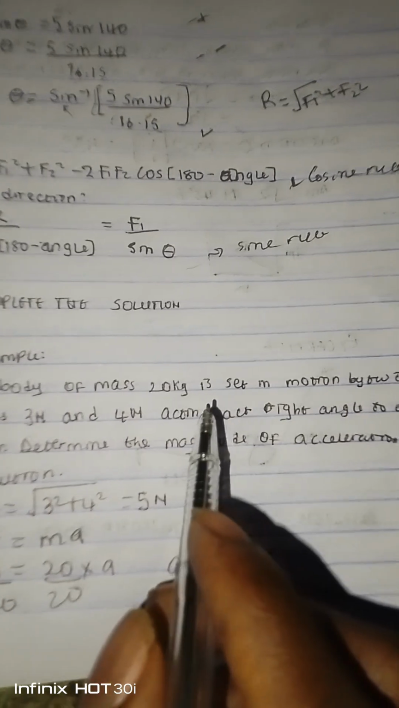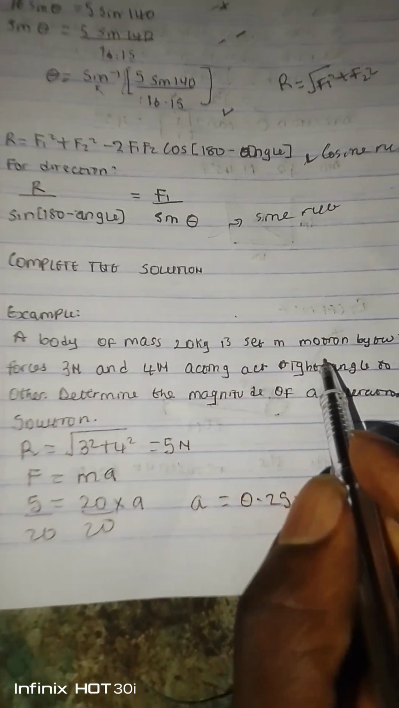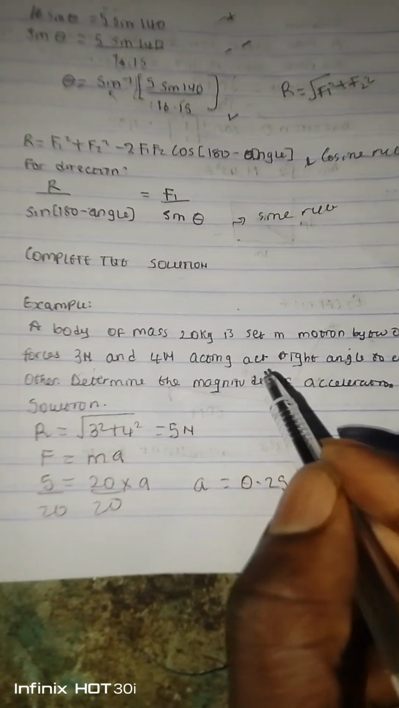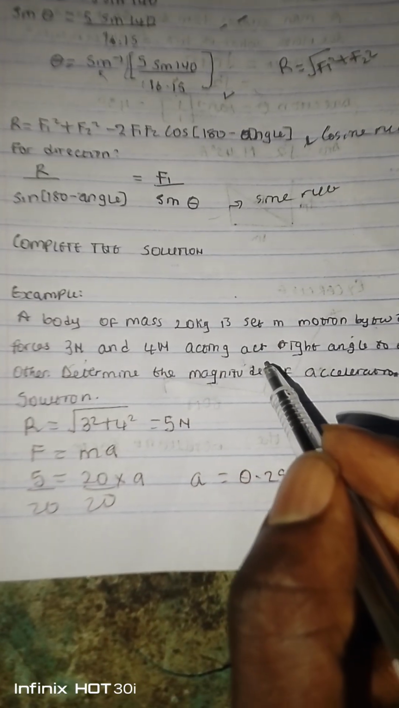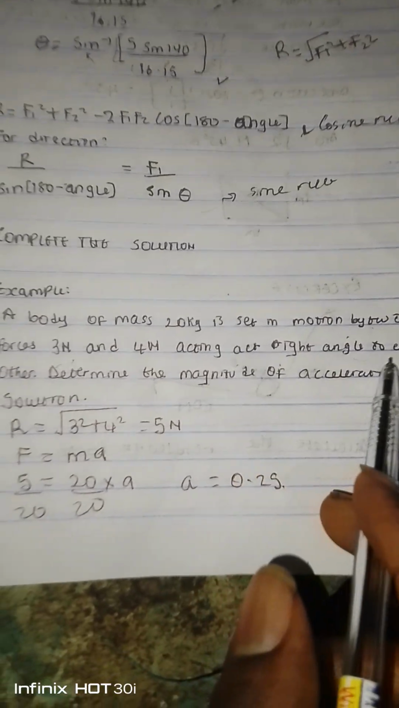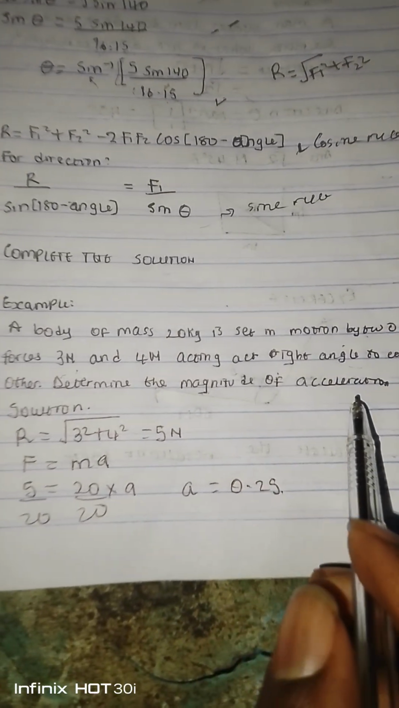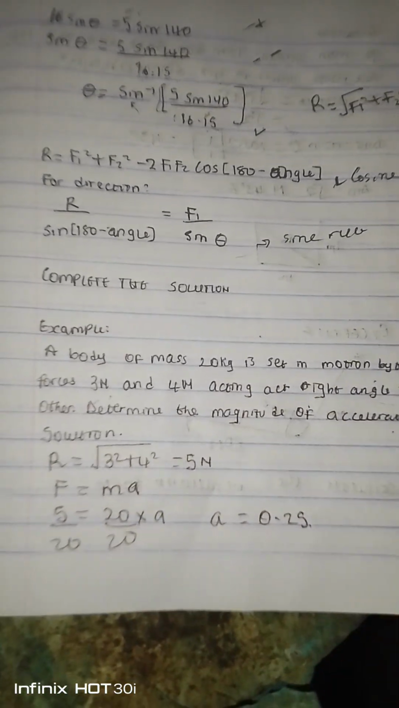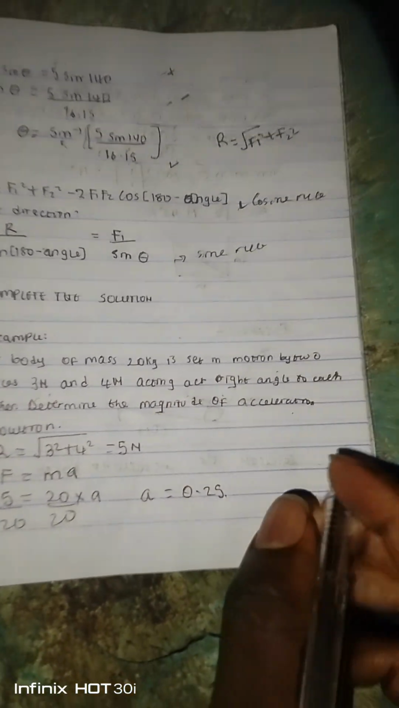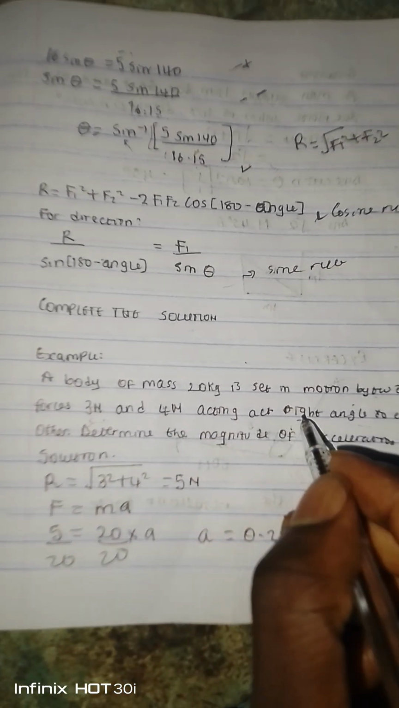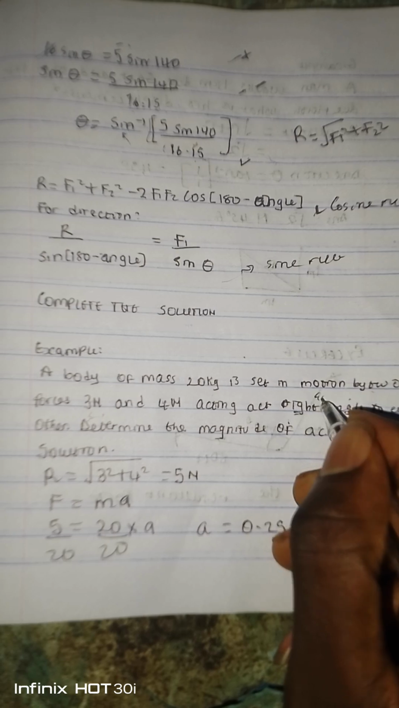A body of mass 20 kg is set in motion by two forces, 3 Newton and 4 Newton, acting at right angle to each other. Determine the magnitude of acceleration. First of all, if you don't know the formula, you have already failed this question. That's why in physics you must read and practice to know the formulas. The first thing is, they are giving us two forces. They say they act at right angle. Right angle is 90 degrees, also perpendicular.